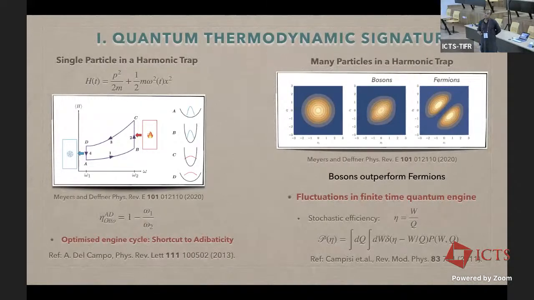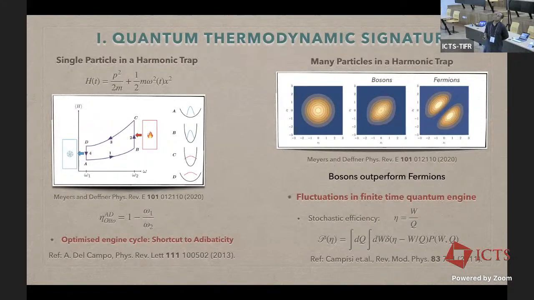Because of this adiabatic problem, it is important to optimize such cycles. This is an entire field, which Adolfo del Campo in particular pioneered, if you are interested to look at it. In brief, you can think of it as a shortcut to adiabaticity. The whole idea is whether it is possible to minimize the time required to complete these adiabatic strokes, to optimize this cycle so that you have a finite power and so on. So that's the shortcut to adiabaticity.